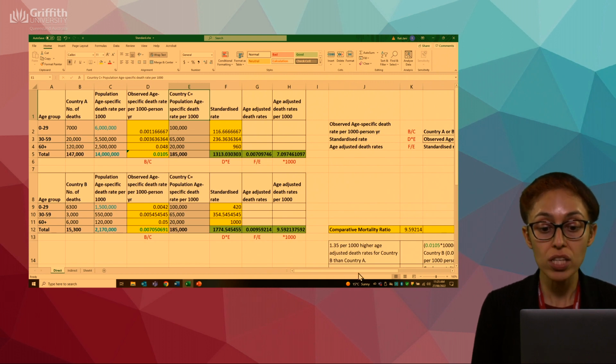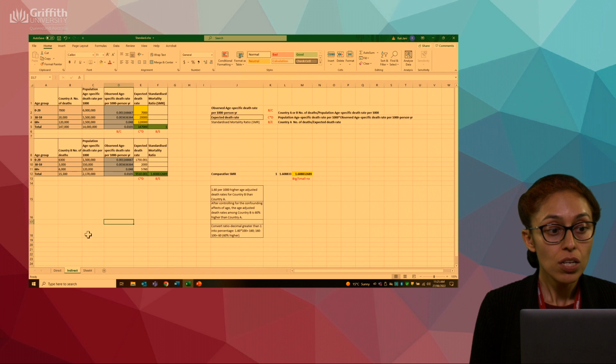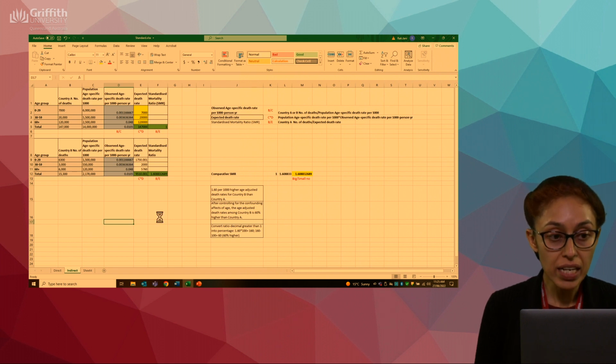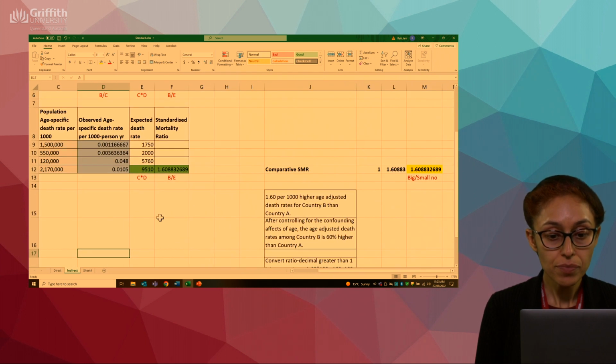Again, this is all just FYI, not for exams, not for assessments, just for your own interest and to further your knowledge in epidemiology. So now we do the same thing for the indirect method of standardization.